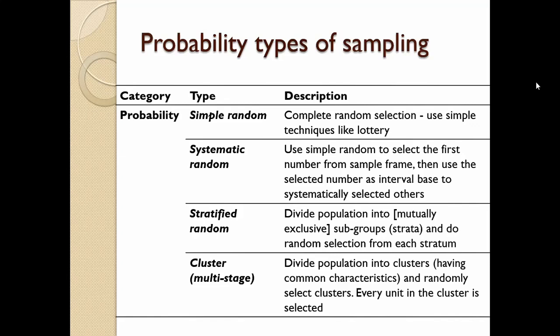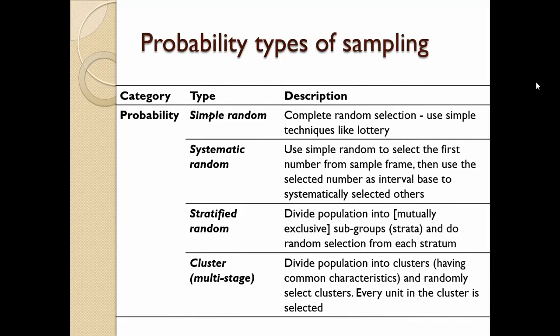Then you have stratified sampling, whereby the population is divided into mutually exclusive small groups, which are also referred to as strata in plural, or stratum in singular. And then you do random selection from each strata.